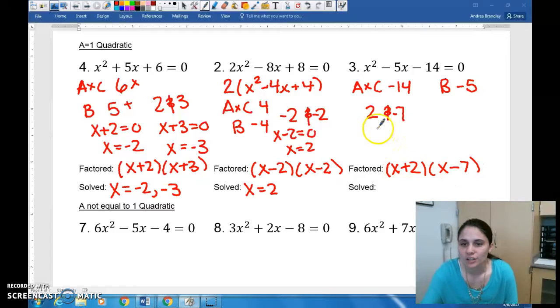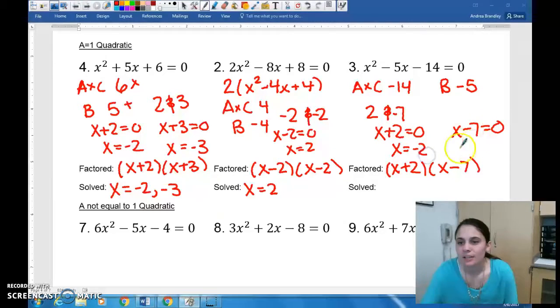And then I just set each of those equal to 0 to get my solutions. So on this one, I minus 2 from both sides, and x is a negative 2. Add 7 to both sides, and x is a positive 7. So x equals negative 2 and 7.